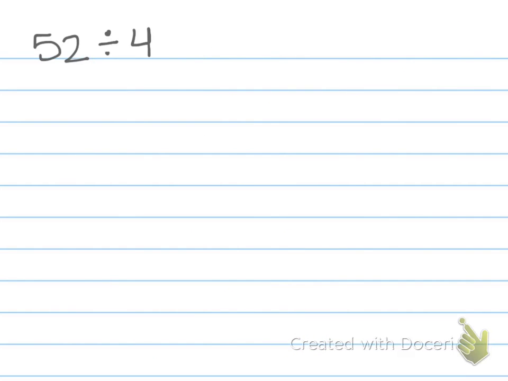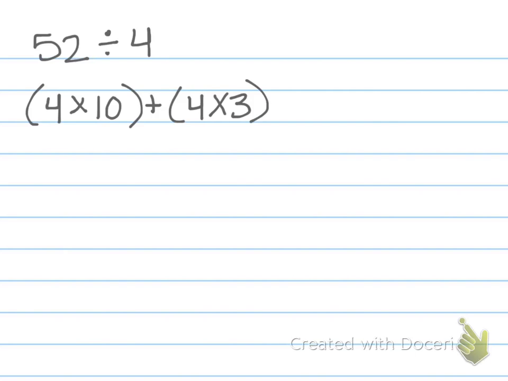Alright, so same problem, 52 divided by 4. I'm going to write my divisor first in parentheses times 10. That gets me 40. Now I have 12 left. So I need to add 4 times 3. That gets me 12. 40 plus 12, which equals 52, which is my dividend. Equals 52. Yep, everything checks out.